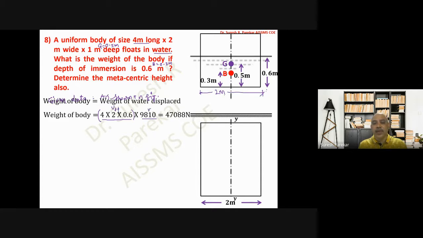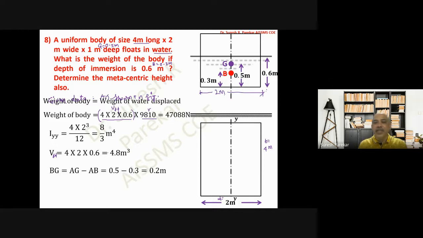that will give me weight of body. And then we can find metacentric height, for which I will calculate IYY. Now this is 4 meter, so this will be B, and this 2 meter will be D. So BD cube by 12, 8 by 3. Then we have this as VFD, volume of fluid displaced. So 4 into 2 into 0.6, which is 4.8 meter cube.